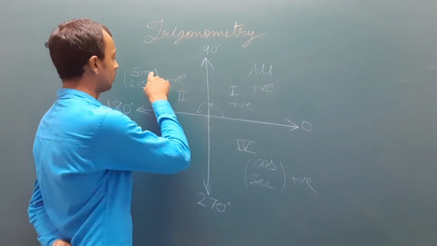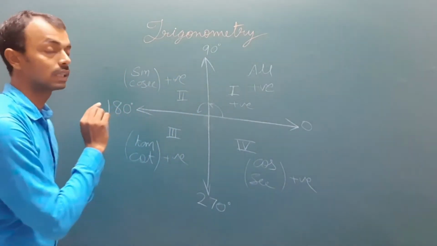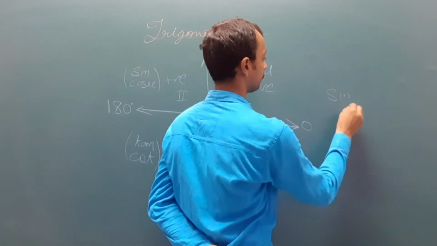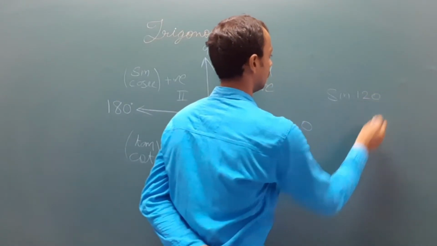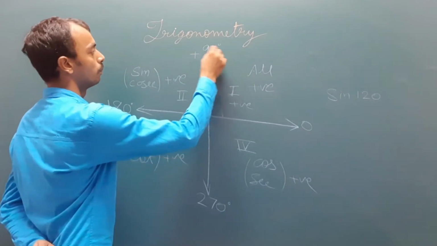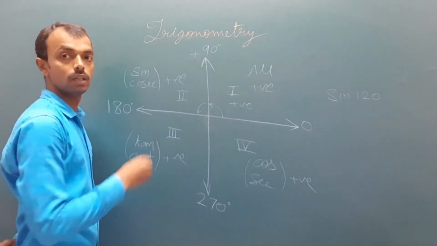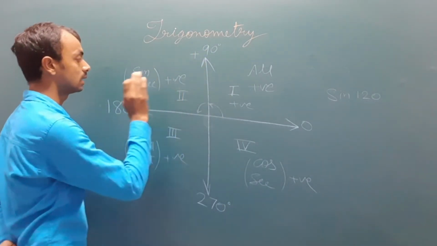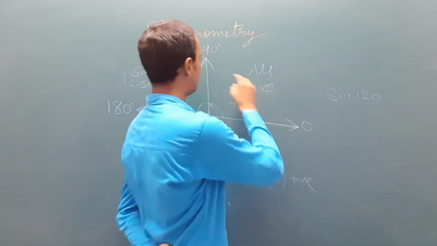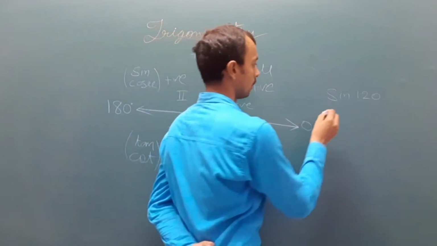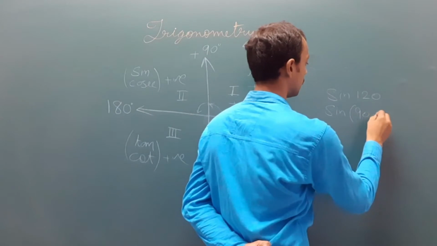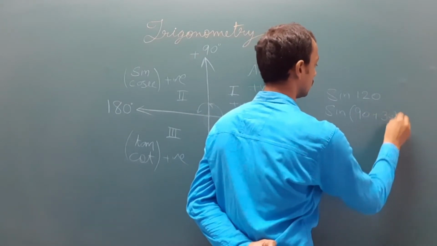Now what is the meaning of sine and cosec in the second quadrant? Suppose the angle is sine of 120. Sine of 120 means it will be more than 90 degree. More than 90 degree means it lies in the second quadrant. And in the second quadrant, it will be positive. Now let's see how. I can write it as 90 plus 30.